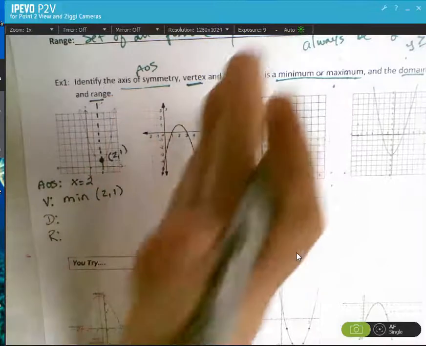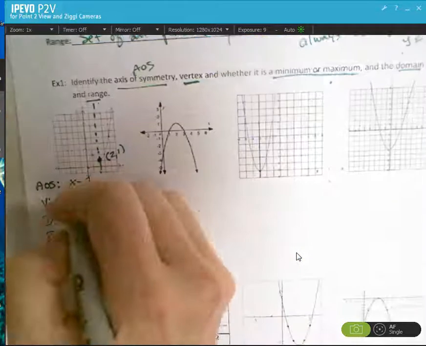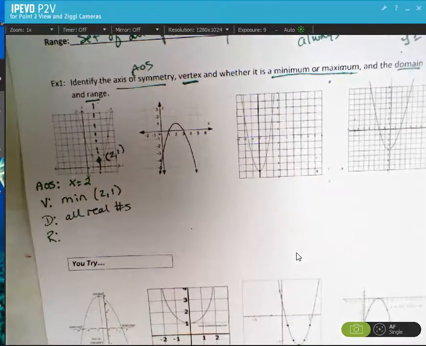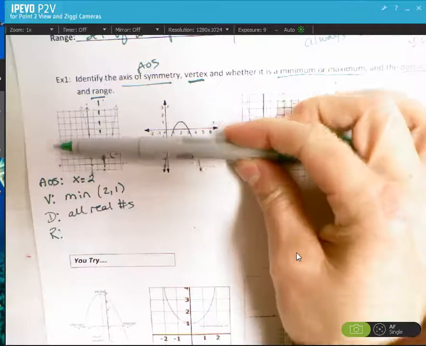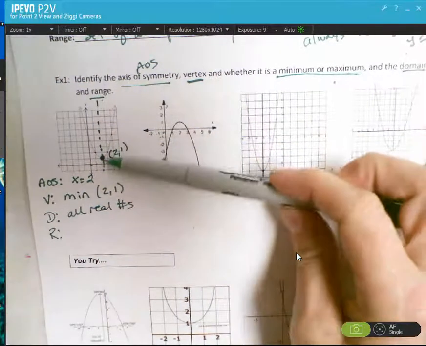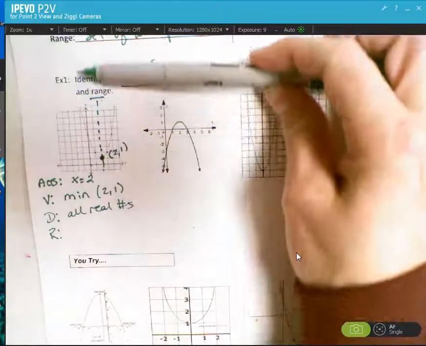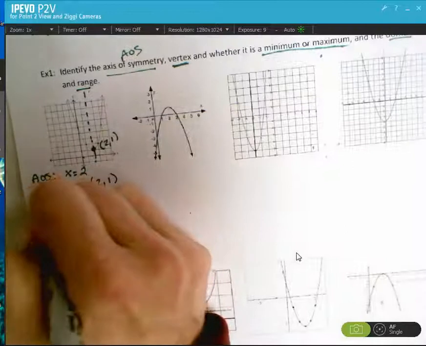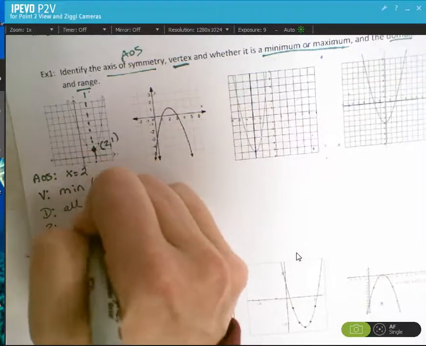Domain, we know, is all the x values. This is going to keep getting fatter and fatter over time, and it's going to cover all real numbers. My y, or my range, is where my y's are going to be. So if I'm looking at this parabola, there are no y's below the vertex. It never touches any of these y values here. It always goes up, starting at 1 or above. So your range is y is greater than or equal to 1.